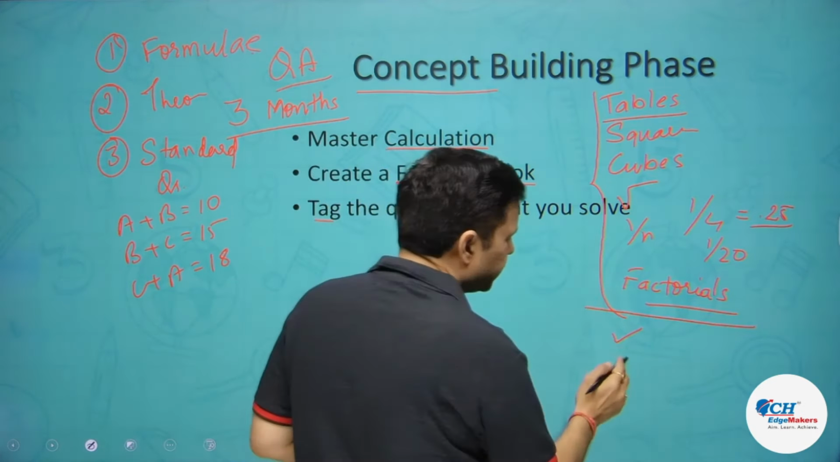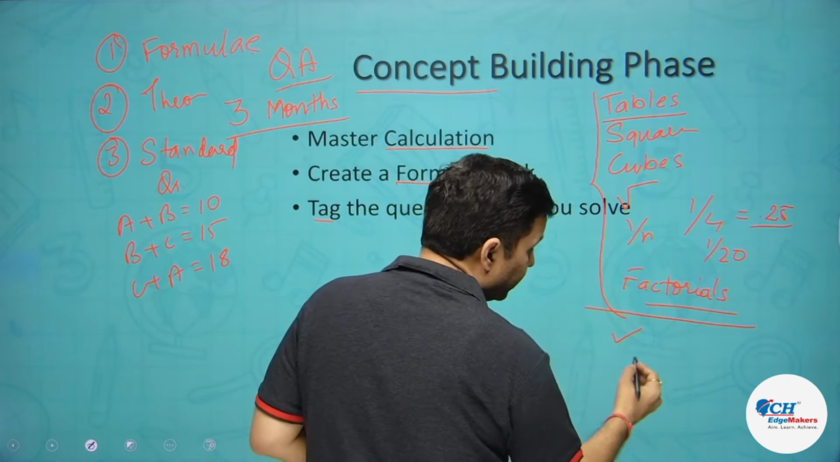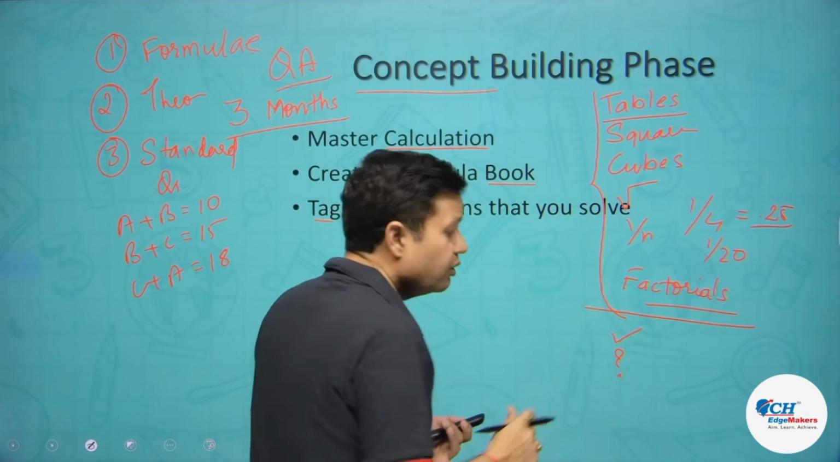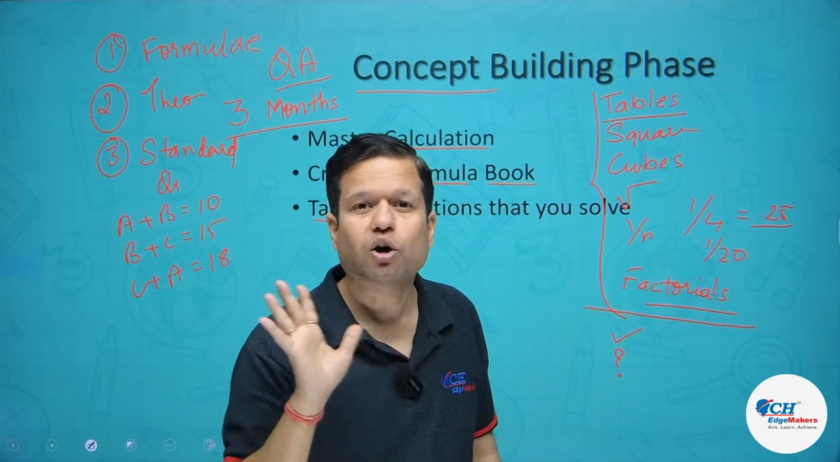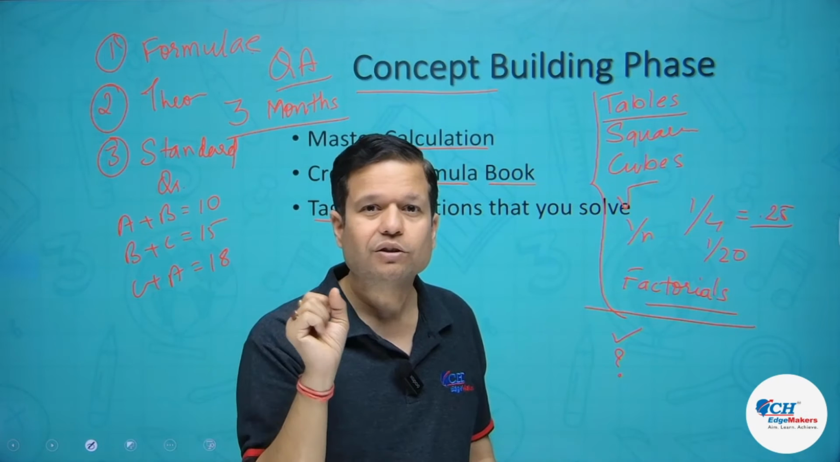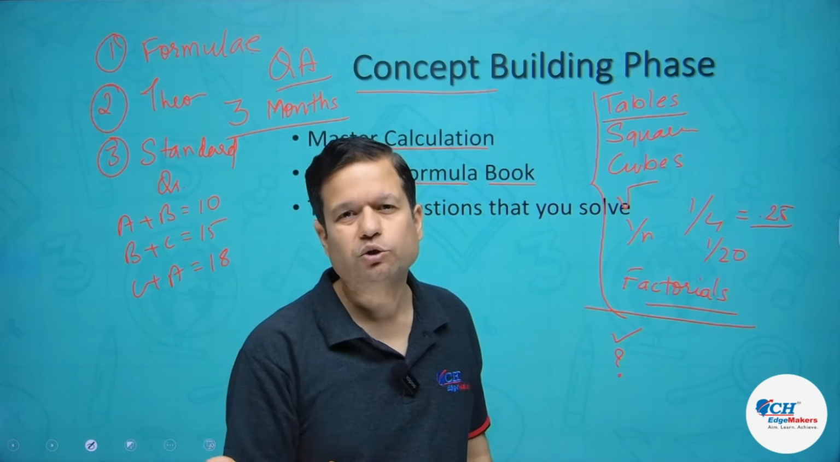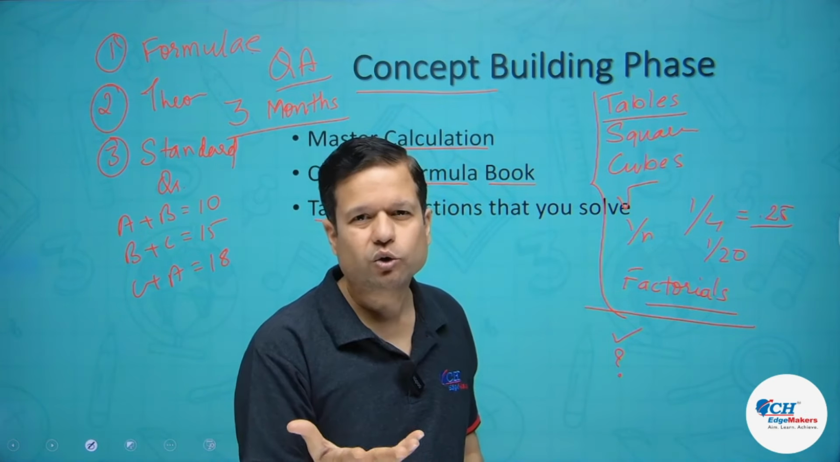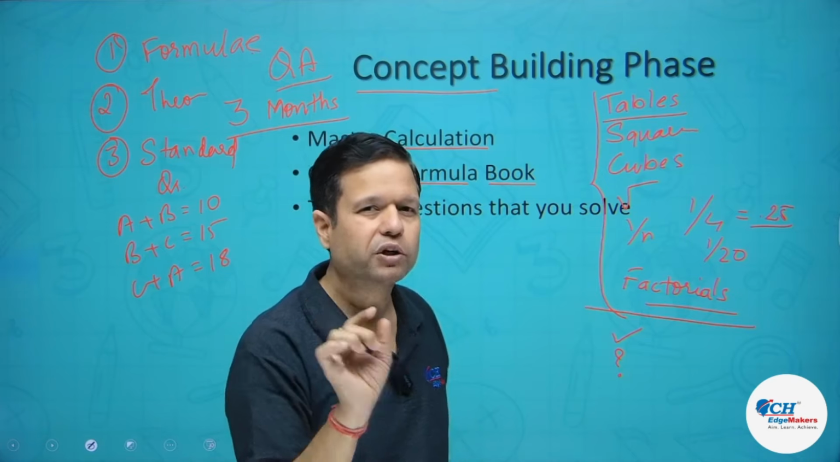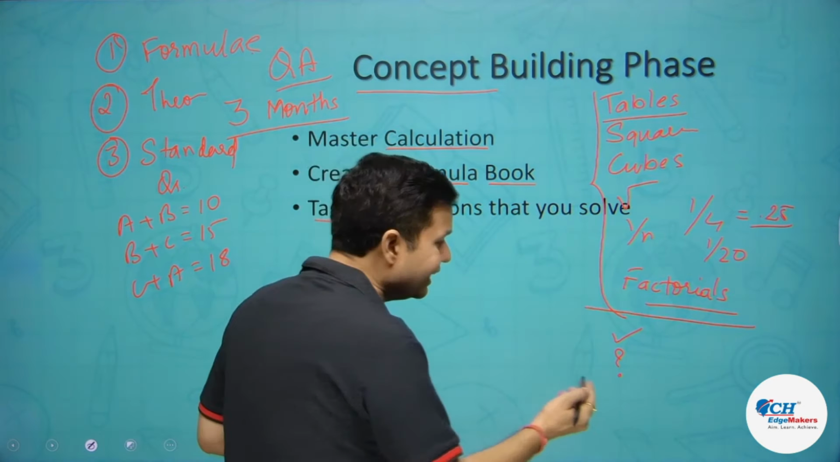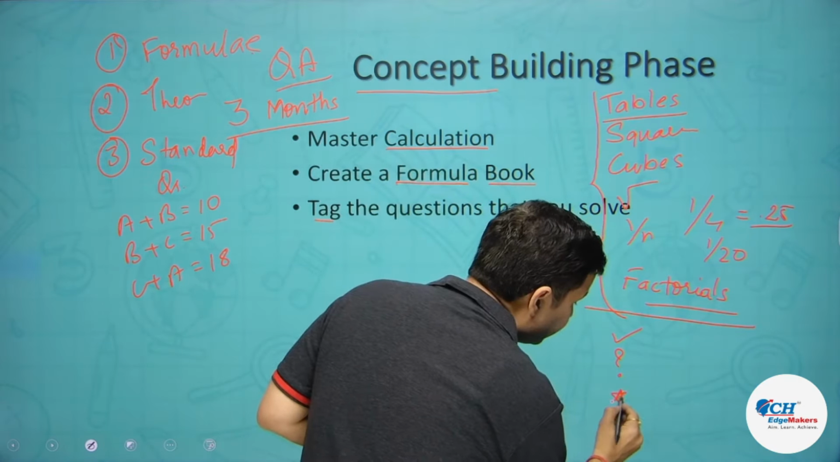So right. There can be another tag which is question mark. Now what does question mark suggest? Question mark suggests you were not able to solve it. So it was a doubt. Probably you referred to the solution or you talked to a mentor, you got it solved, but you were not able to solve it on your own. So it's a question.